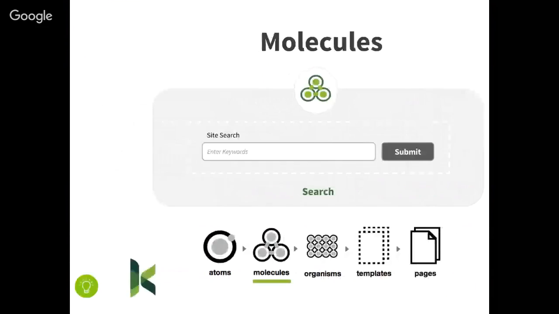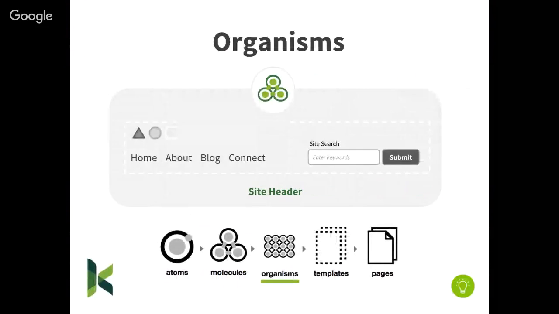And then, what do we get up to? An organism. Like a site header would be an organism. We've taken that molecule that we just created of search, and we've added it to a molecule that could be called main navigation, or menu, and logo, possibly. So it's really how you organize the site. But this would be an example of an organism.